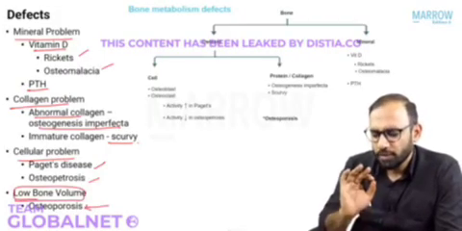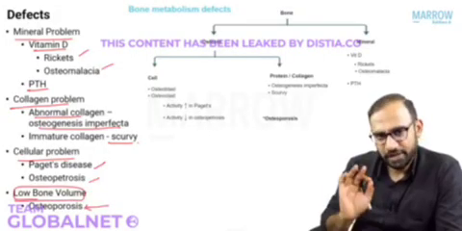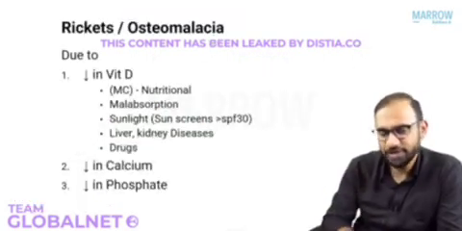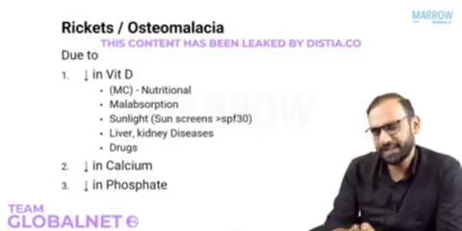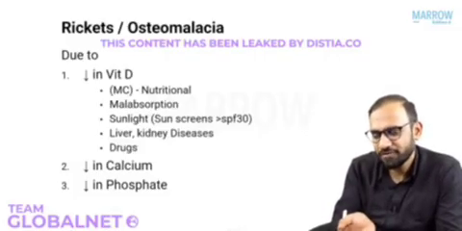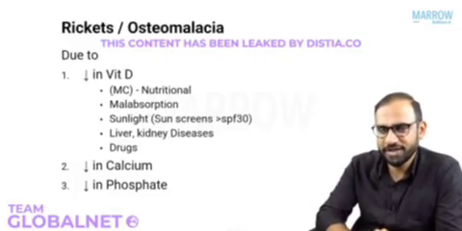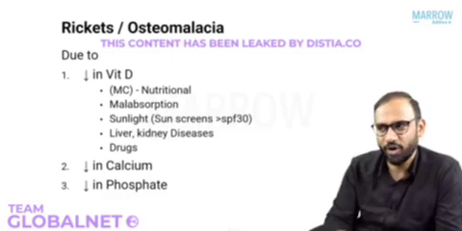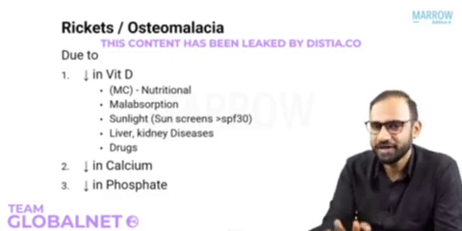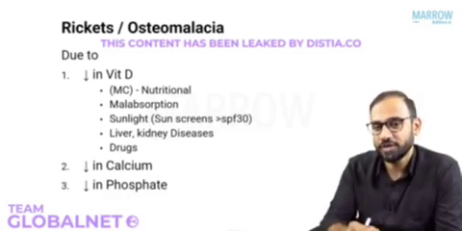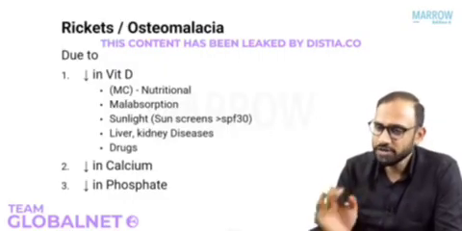Let's first start with the most commonly asked one, that is rickets and osteomalacia. So what is the difference between rickets and osteomalacia? Essentially nothing. Rickets occurs before skeletal maturity and osteomalacia occurs after skeletal maturity. For all intents and purposes, they are the same thing. Rickets will occur in children and osteomalacia in adults. Okay. So what is the problem here?